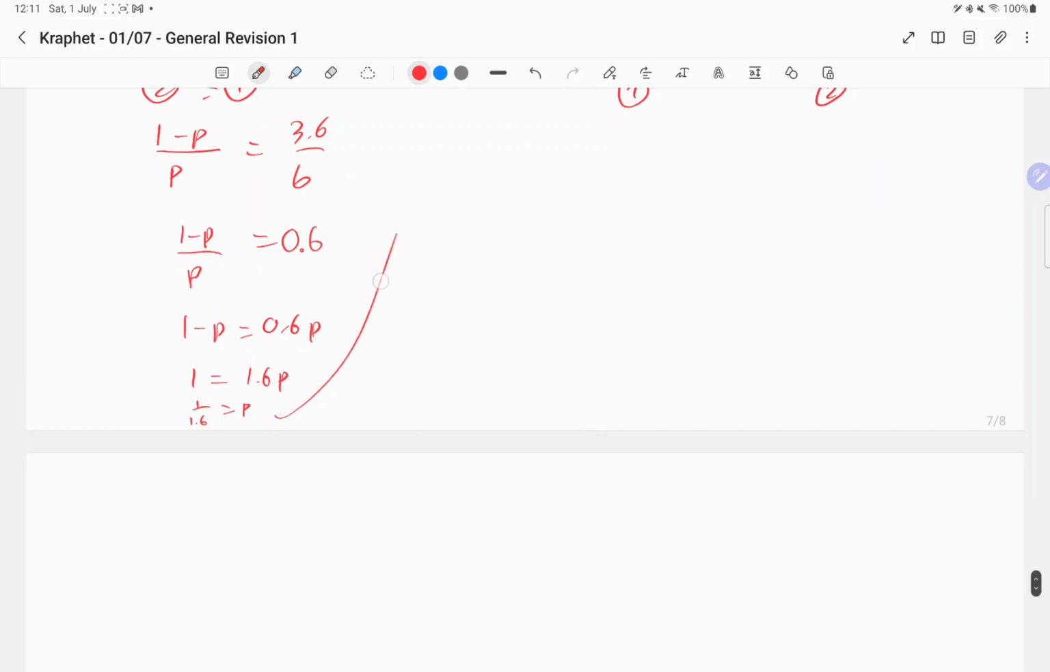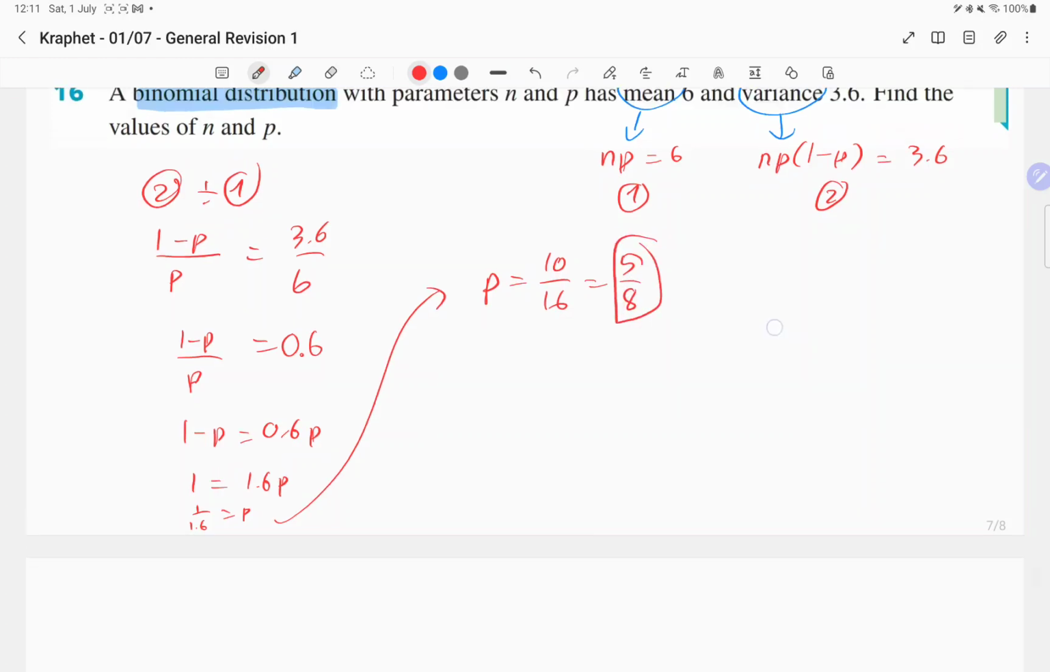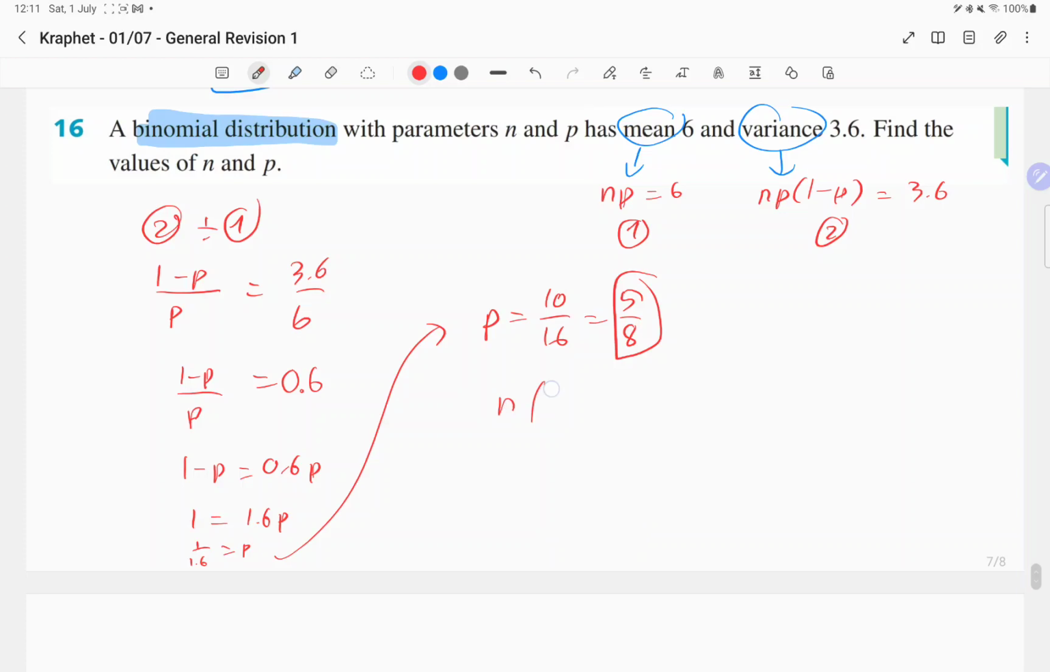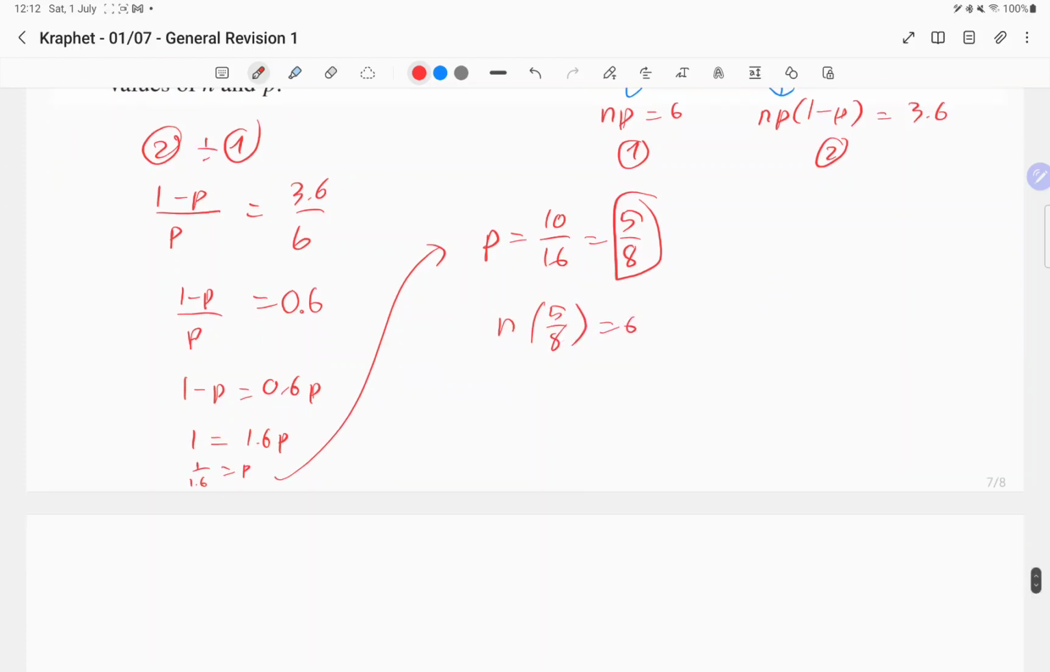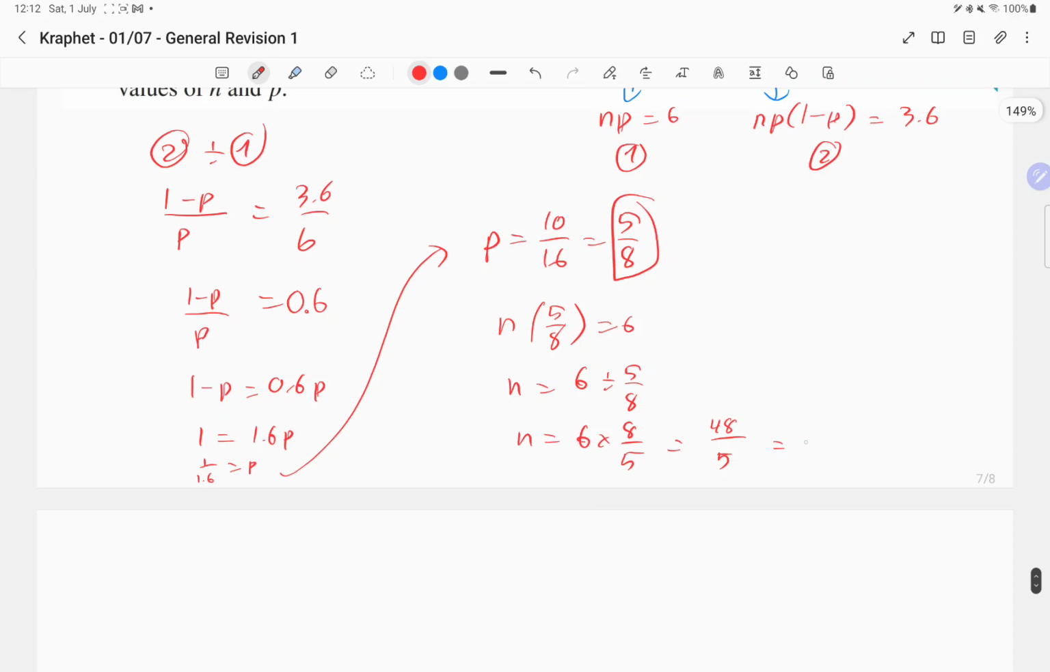Note that you need to convert that to a form that is easier to work with. First, times top and bottom by 10. So p equals 10 over 16, and simplify that, that will be 5 over 8. Yep, that's the simplest one. So np equals 6, so n times that equals 6, which means n would be 6 divided by 5 over 8. Now when you divide a fraction, you times by the reciprocal. Can we simplify anything? No, doesn't look like it. So just times it together, so it'll be 48 over 5. So that would be 4.8.